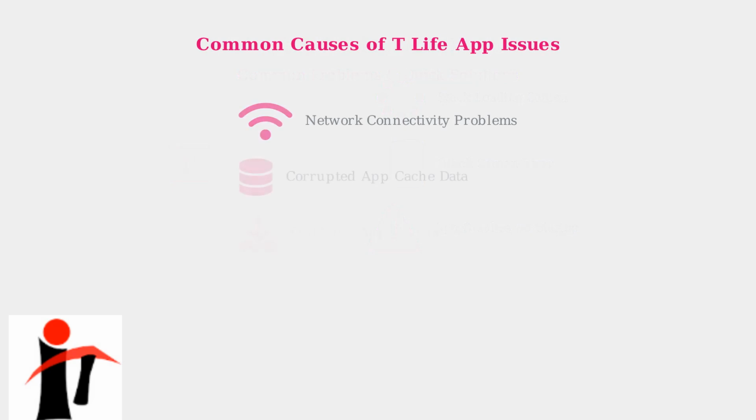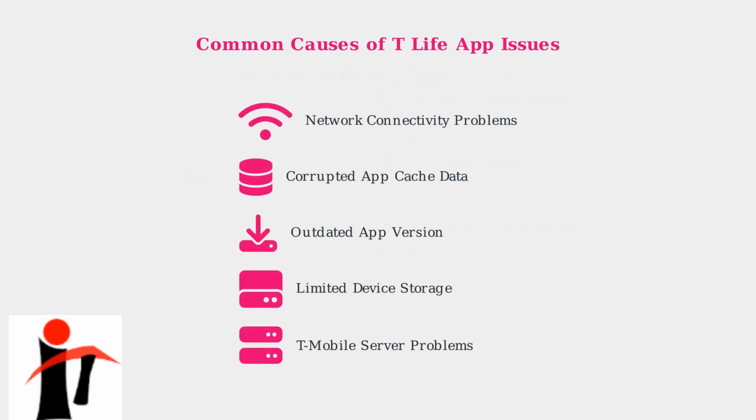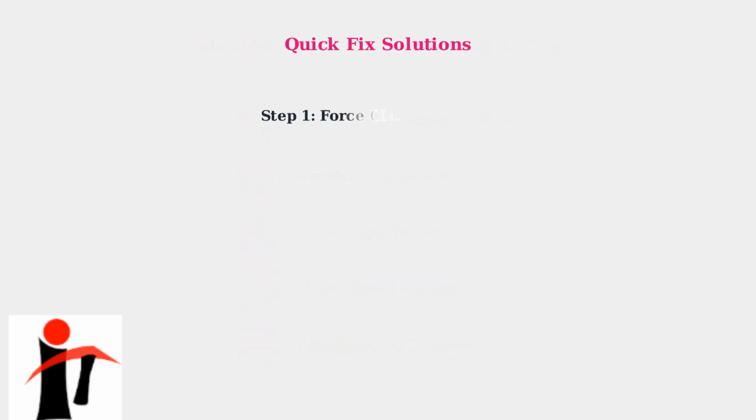Understanding the root causes helps us fix these problems effectively. The main culprits include network connectivity issues, corrupted app cache, outdated app versions, insufficient device storage, and sometimes problems with T-Mobile's own servers. Let's start with the quickest fixes first.